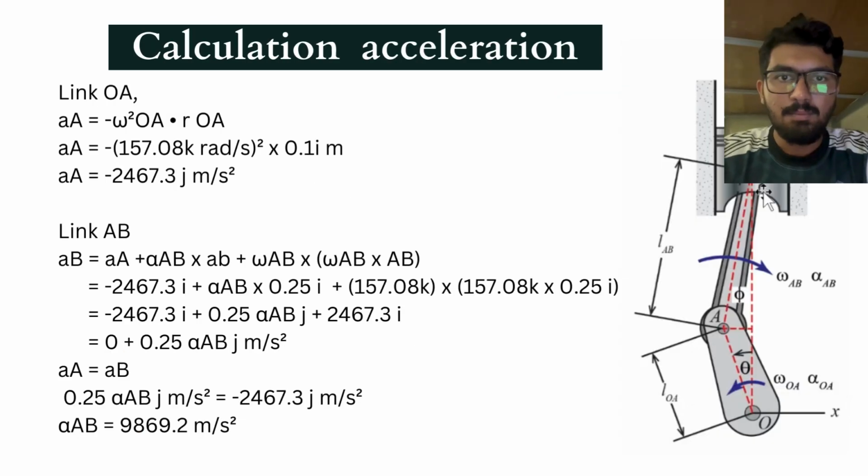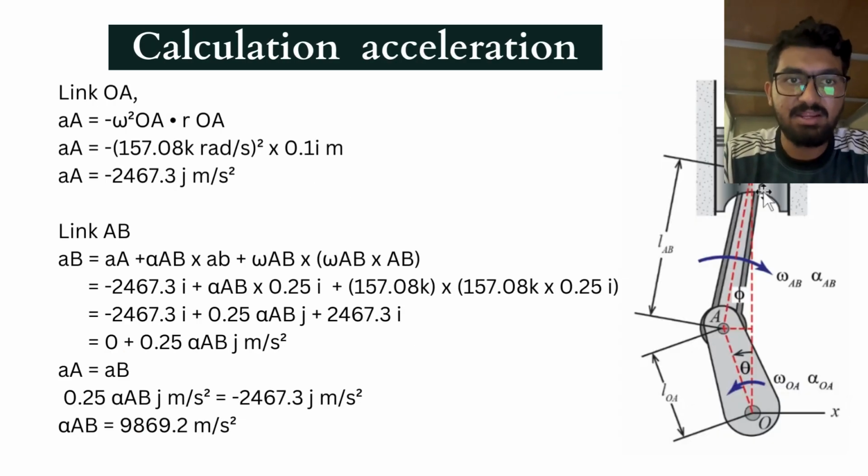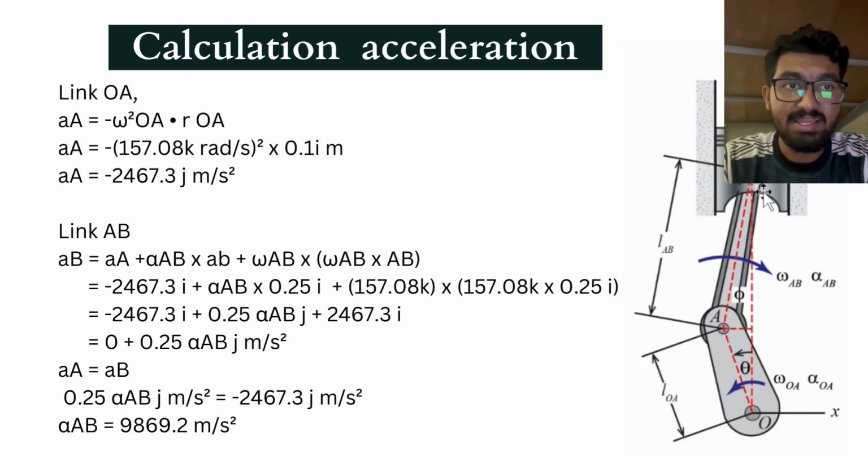Moving on to the calculation part of the acceleration. For the link OA, it is calculated with the formula acceleration A equals omega squared OA times R of OA. As we substitute all the values into the formula, acceleration A equals negative 157.08k radians per second squared times 0.1i meters. And the answer for acceleration A is negative 2467.3j meters per second squared.